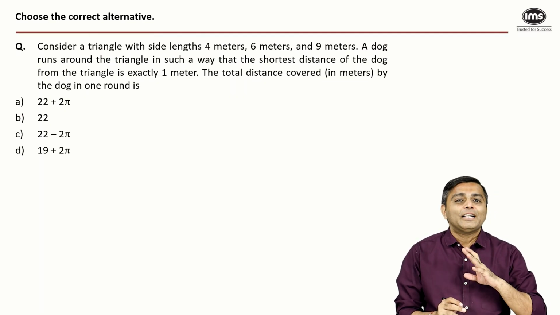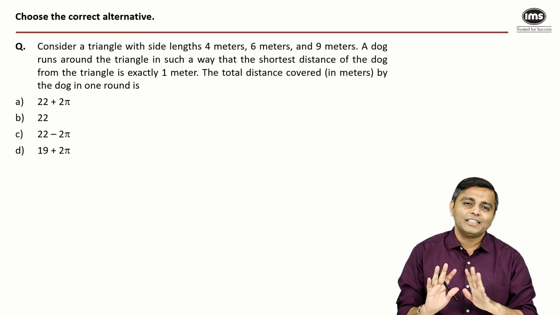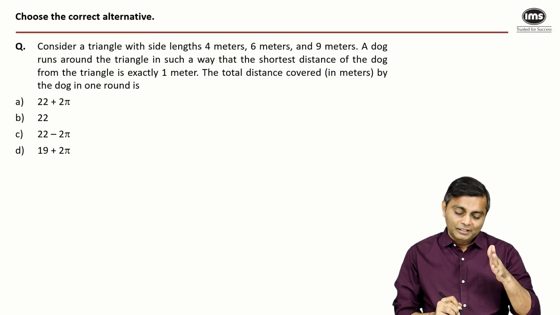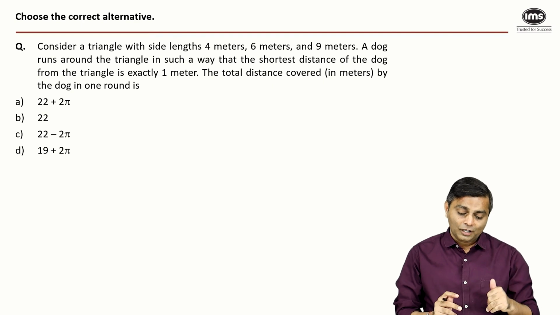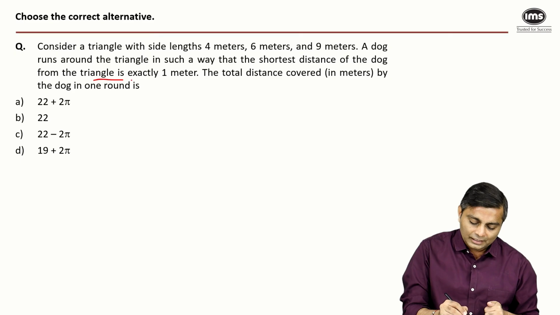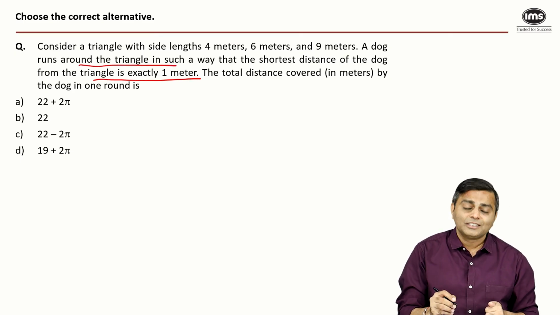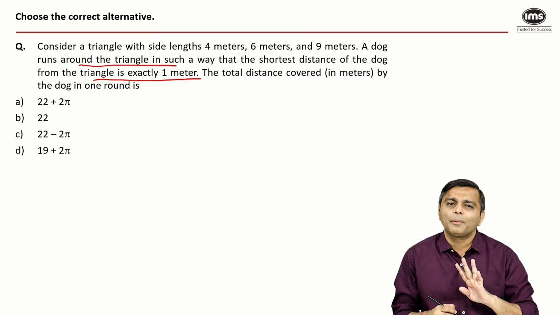Next question, it looks slightly lengthy, tricky, but believe me, it's an easy question. Triangle with side lengths of 4, 6 and 9. A dog runs around the triangle in such a way that the shortest distance of the dog from the triangle is exactly 1 meter. Around the triangle, always the distance is 1 meter. This is the only tricky part in the question.